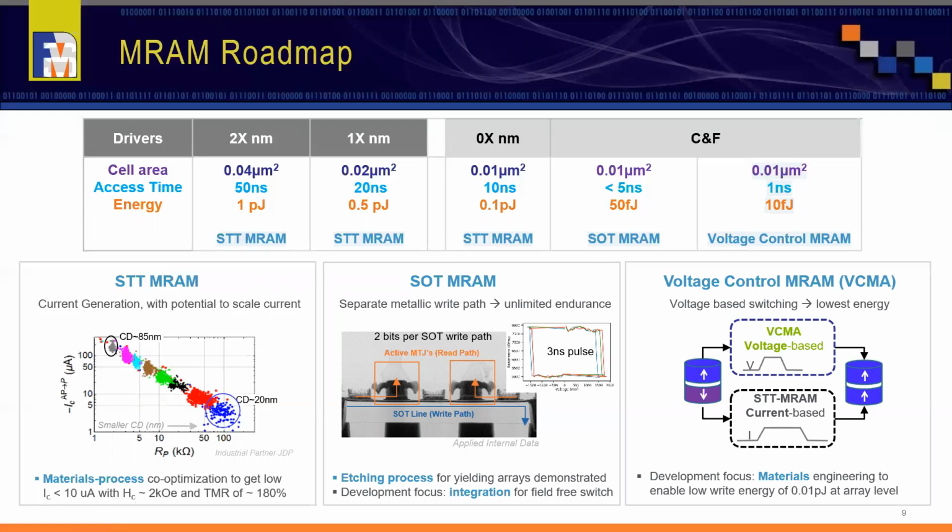Beyond that, there is the voltage control MRAM. And the advantage of this device is that the energy we need to switch is the lowest among all the 3 varieties. And this is due to the fact that VCMA devices are switched by voltage rather than current that's used to switch for STT-MRAM or for SOT-MRAM.